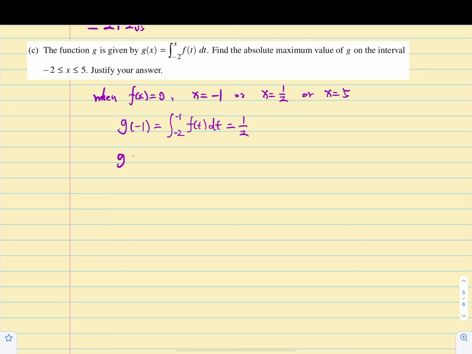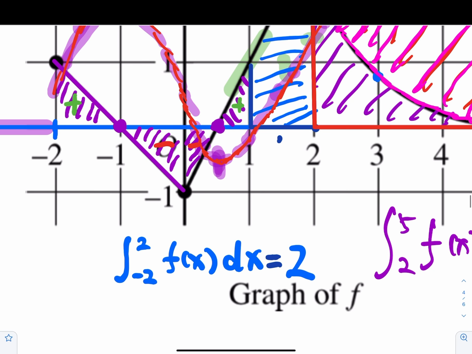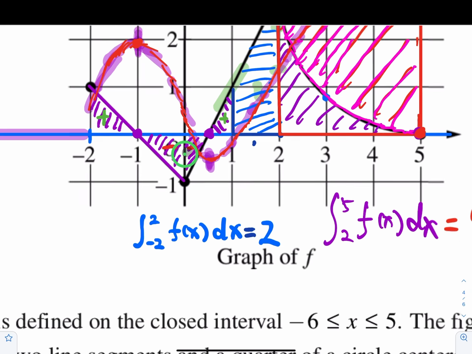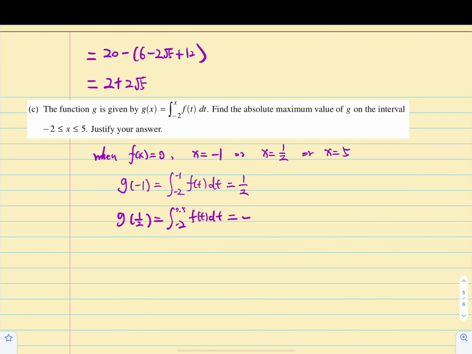And we have g of 1/2. G of 1/2 is equal to the integral from -2 to 0.5 of f(t) dt. Because we can see this relative minimum here, and the accumulation of area from here to here, they eliminate each other, and this one is 1/2 multiplied by 1 divided by 2, which is 1/4, and also this -1/4. Yeah, -1/4.